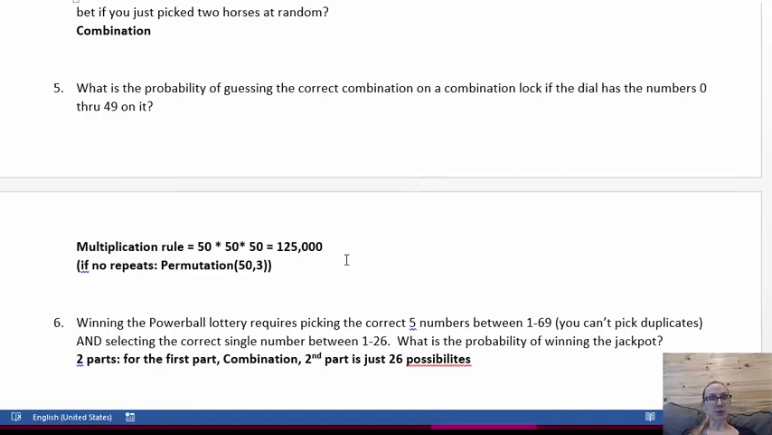Again, if we are not allowed to repeat numbers, then we could do this with a permutation. In that case, you're going to end up with fewer possibilities, but that potentially could be an option here as well.